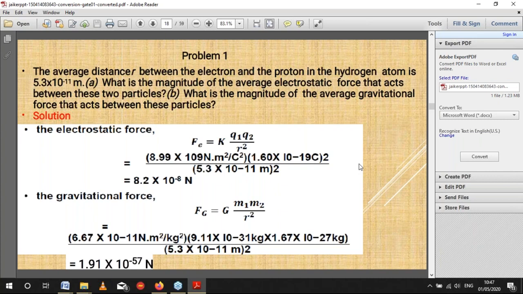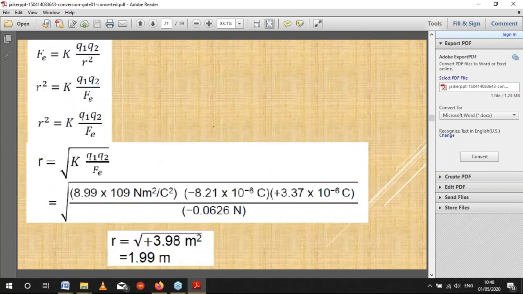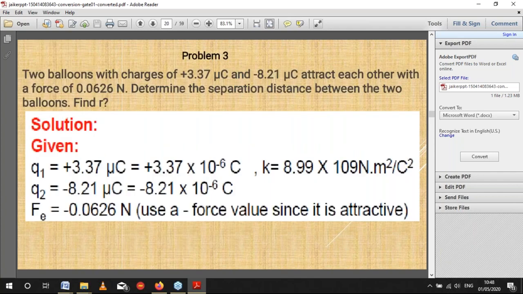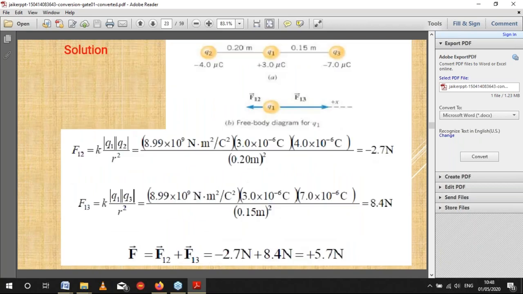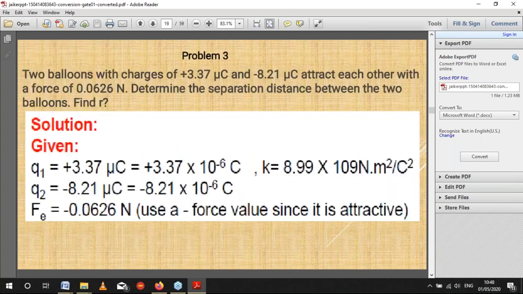If we go through our solution, F12 is equal to K Q1 Q2 all over r squared. When we impute the values, we have our F12 as minus 2.7 newtons. And also for F13, when we impute the values into the formula, the magnitude of the force is F12 plus F13, which is minus 2.7 plus 8.4, and we have plus 5.7.